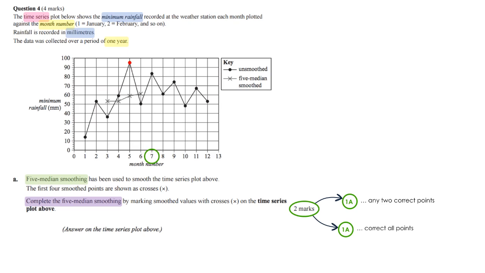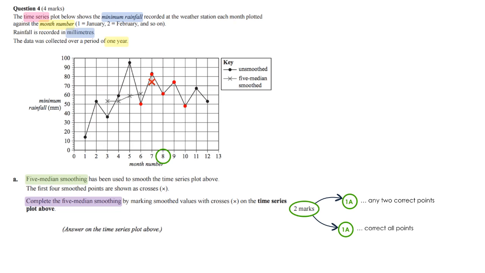Because it's a 5-median smoothing, we need 2 points to the left of 7, the point at 7, and 2 points to the right of 7. Then we determine the median on the horizontal axis and the vertical axis. At the intersection between these lines, we put the cross. Now we follow the same procedure for month number 8. So 2 points to the left of 8, the point at 8, and 2 points to the right of 8.